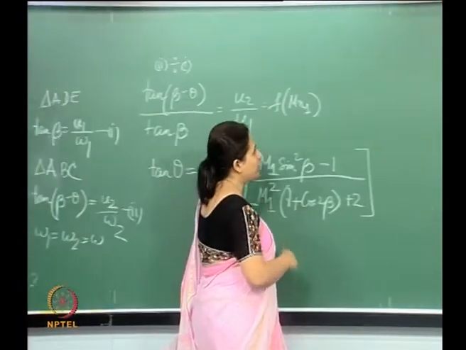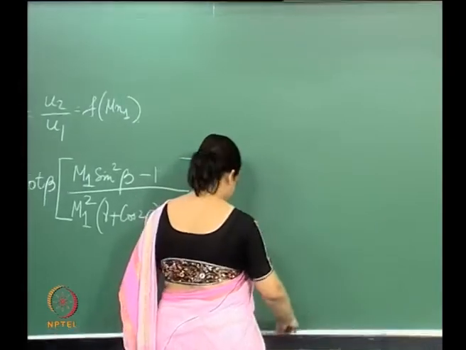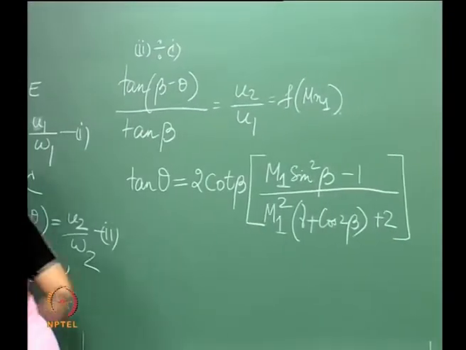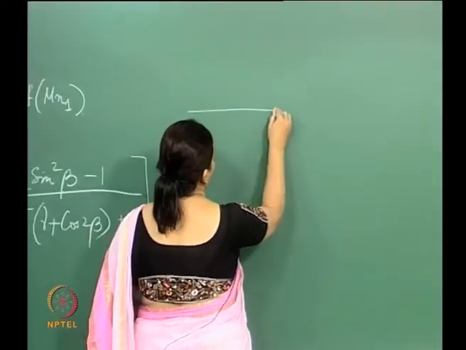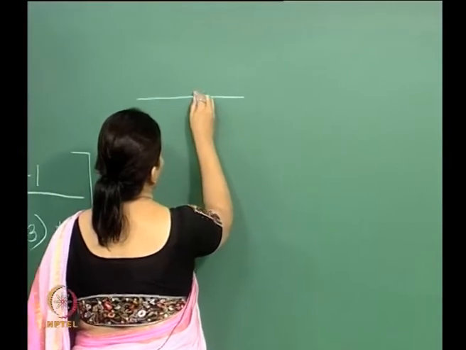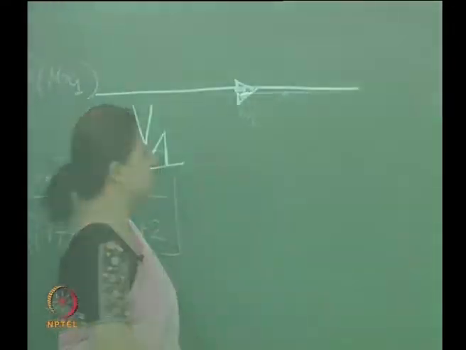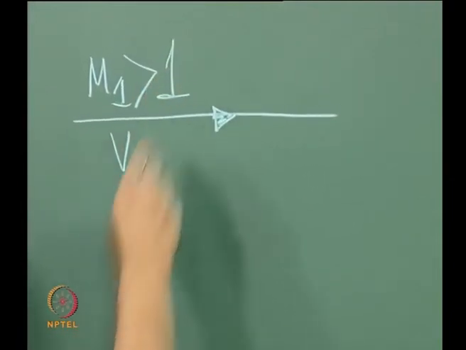Now, for example, what we were saying earlier on, say we have a supersonic flow coming like that. Say we have a supersonic flow coming like this, right?